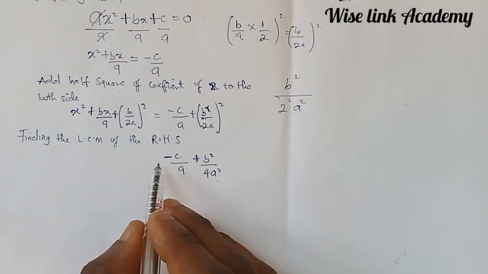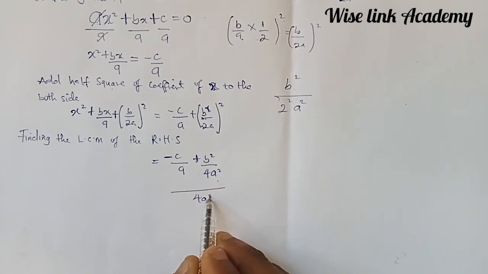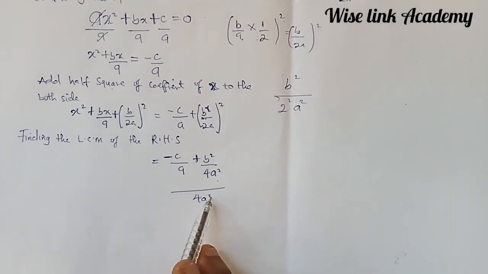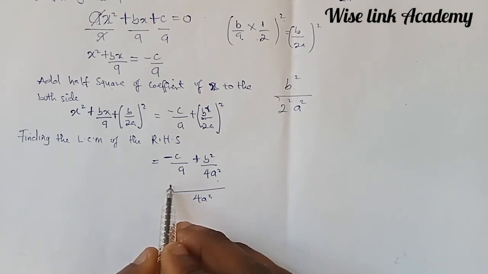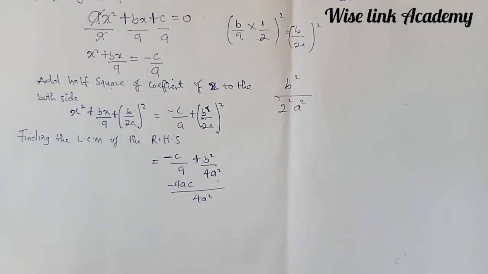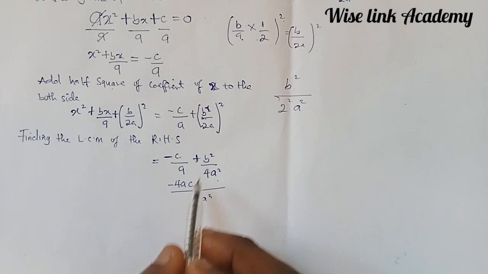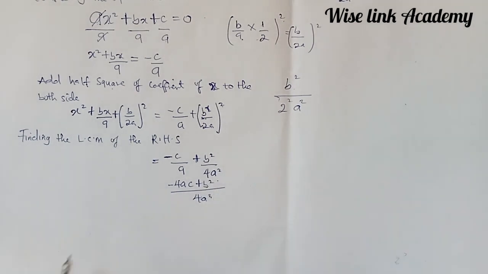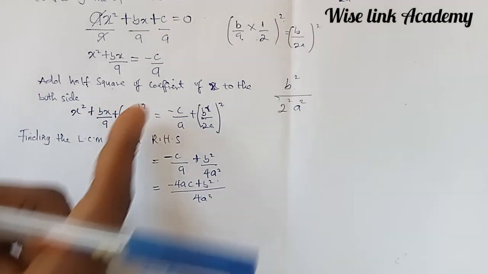So the next thing to do is find the LCM. Our LCM is 4a squared. Now 4a squared divided by a gives 4a, so you'll have minus 4ac. Then 1 times b squared is plus b squared. Then you now write the equality like this, and come back and write all these values here.